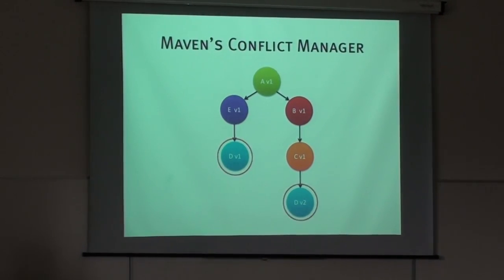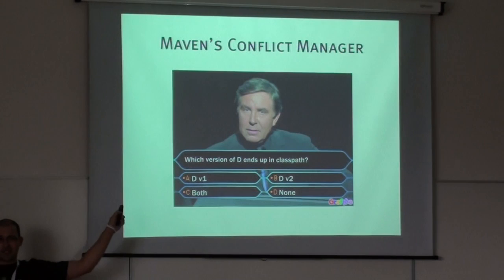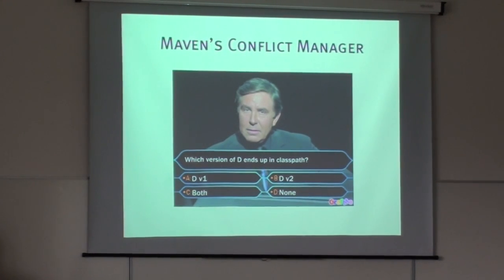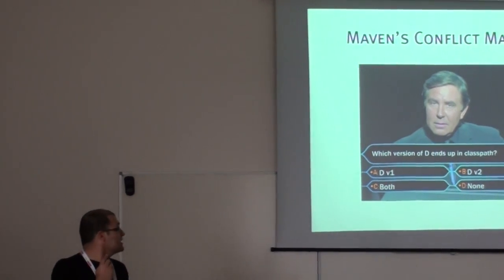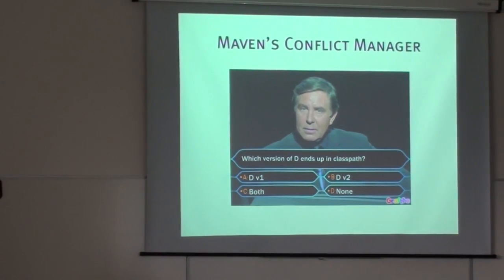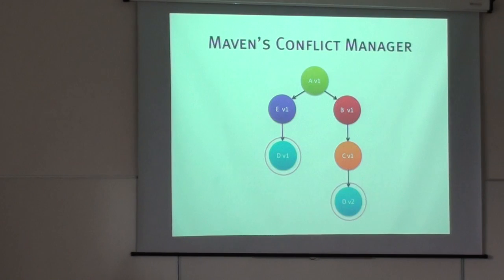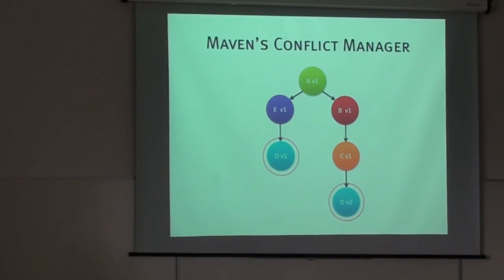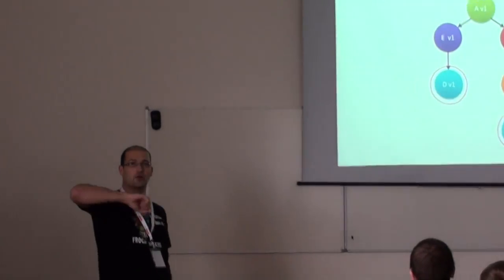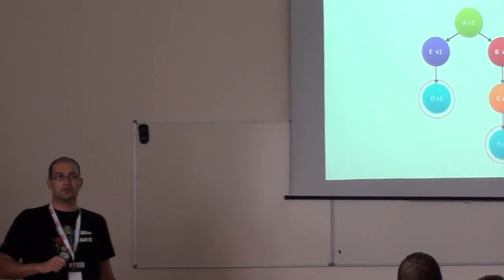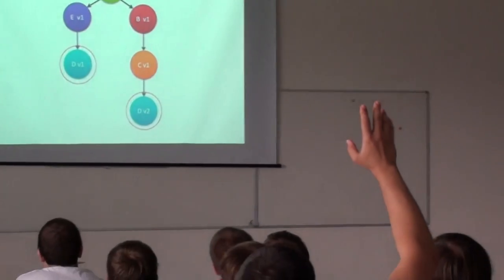Now let's play, who wants to be a millionaire? This is the one million question, the last one. Which version of D ends up in the classpath? Who thinks it will be D1? I'll go back here. Who thinks it will be D1? 1, 2, 3, 4, 5. Okay. Who thinks it will be D2? Doesn't think at all. All the rest don't want to be alone.